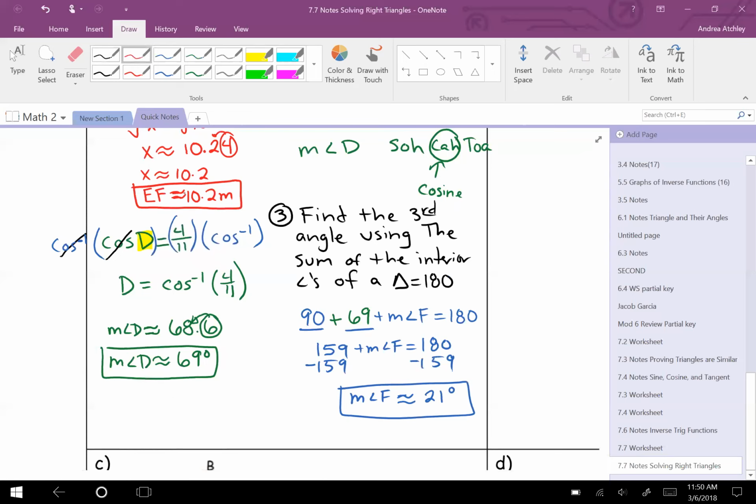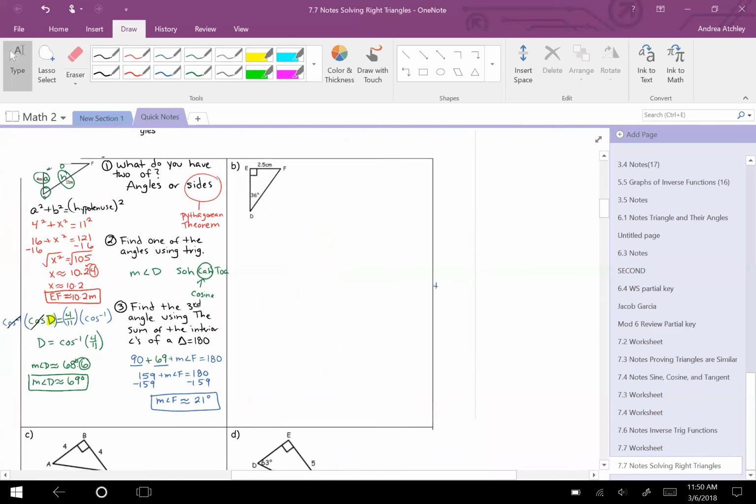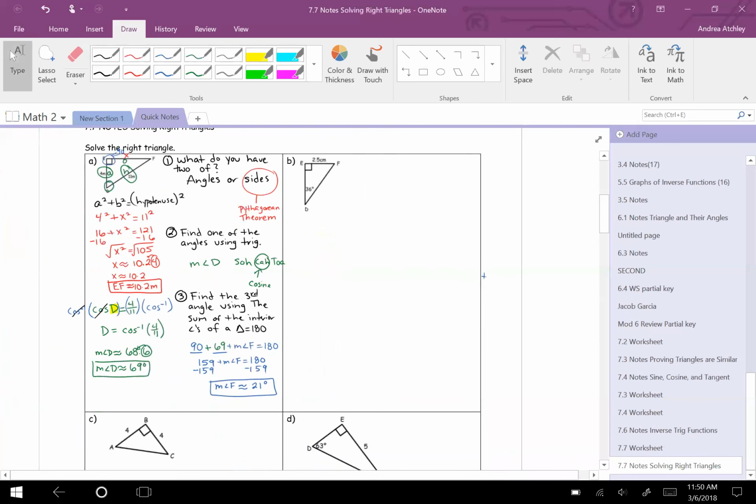Okay, let's try the next one. The next one, we're going to start with the same process. We have to ask that first question. What do you have 2 of?